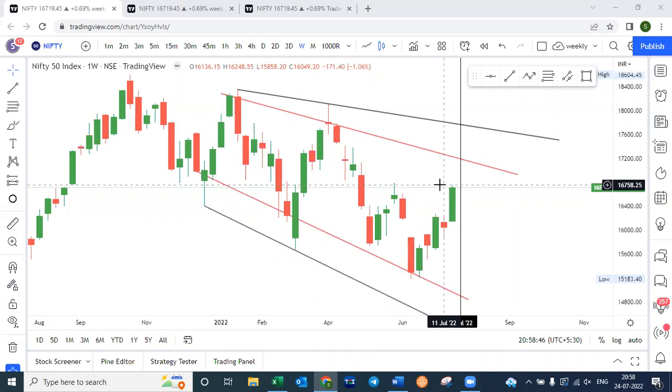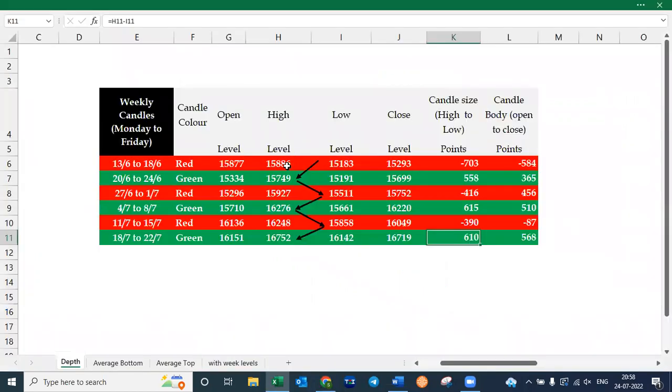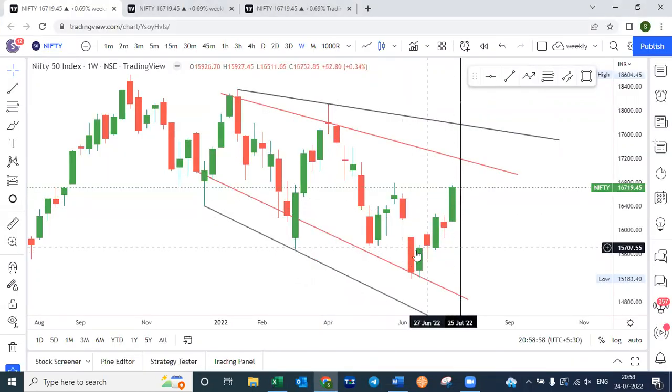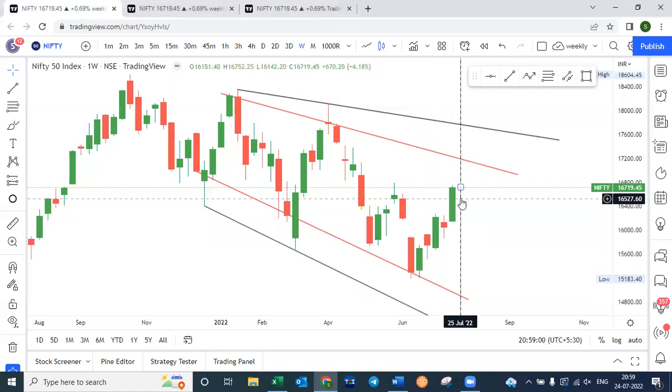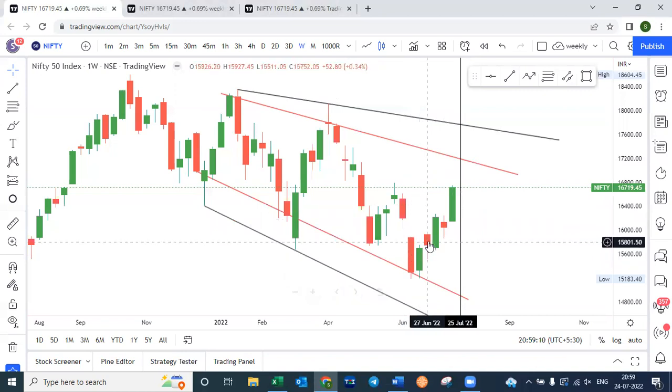We should first try to understand the broader depth of the market. For this, I would like to show you a table. In this table, I have plotted all the candles starting from this candle till this candle. So the 6 candles: 1, 2, 3, 4, 5, 6. The first red candle had a high-low range of 703 points. Next 558, then 416.